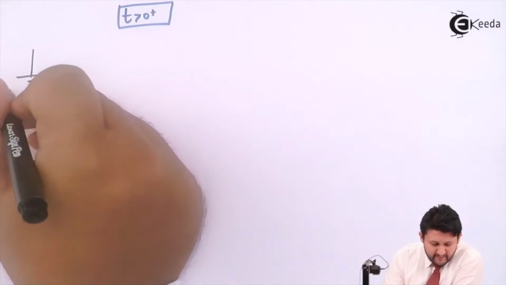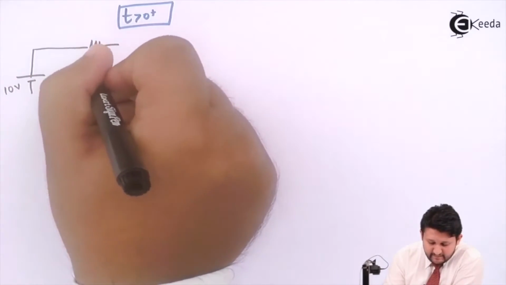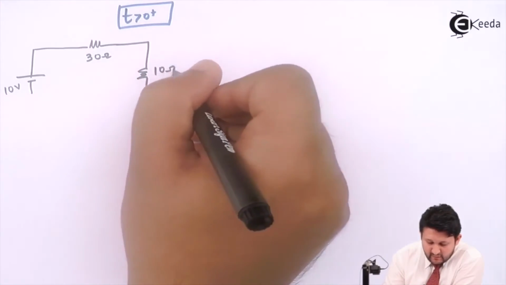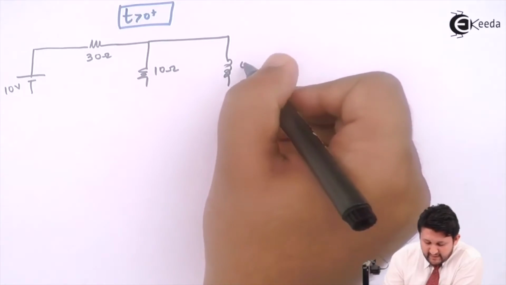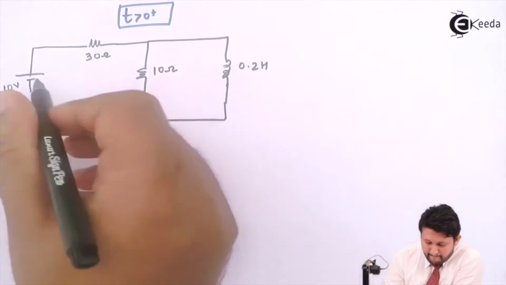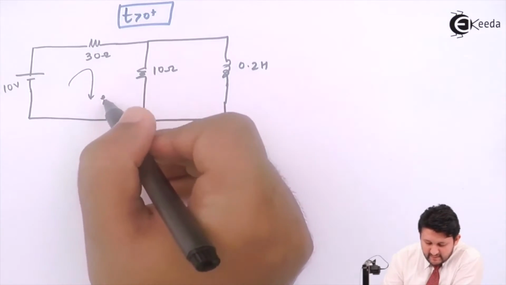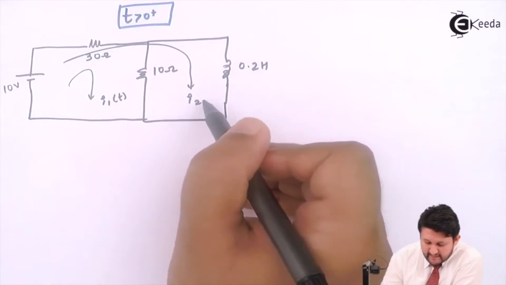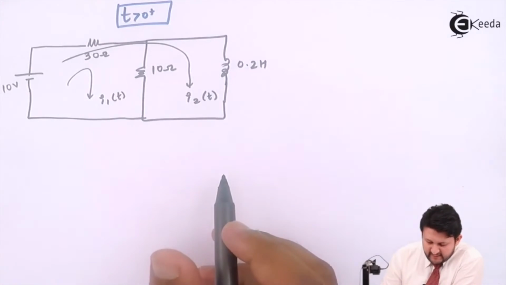So it will be 10 volts, 30 ohms, 10 ohms, having an inductor 0.2 Henry. So this is your I1 of t and this is your I2 of t. So let's apply KVL in the above circuit.